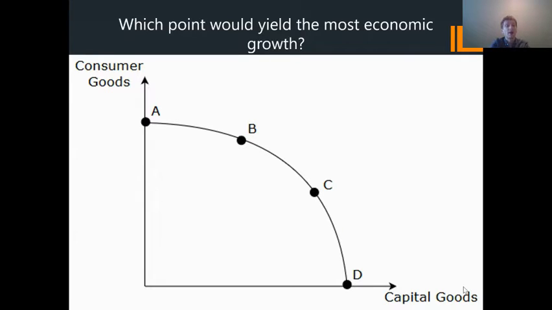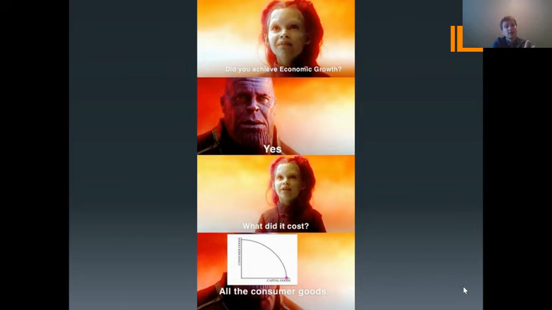If we look at a sample problem like this, and this is fairly common on the AP test, showing you consumer goods and capital goods, you have to think, okay, which one of these will yield the most economic growth? For that, you just have to think, which one of these represents an investment in physical capital, human capital, or technology? The one that does that is capital goods. So the point that yields the most economic growth is point D. And if we think about this in terms of a little bit more pop culture, how do you achieve economic growth? It costs you all of the consumer goods, gets you the most of the economic growth.